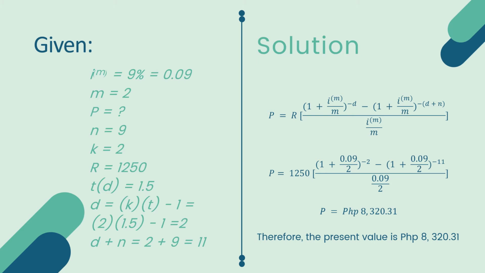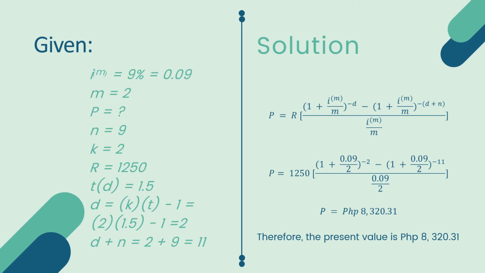So the formula is P is equal to R times the quantity of 1 plus I raised to M over M, raised to the power of negative D, minus the quantity of 1 plus I raised to M over M, raised to the power of the quantity negative D plus N, over I raised to M over M. So firstly, we need to find all the given.